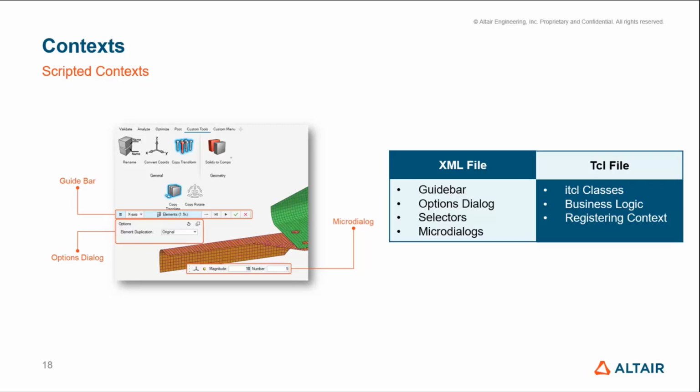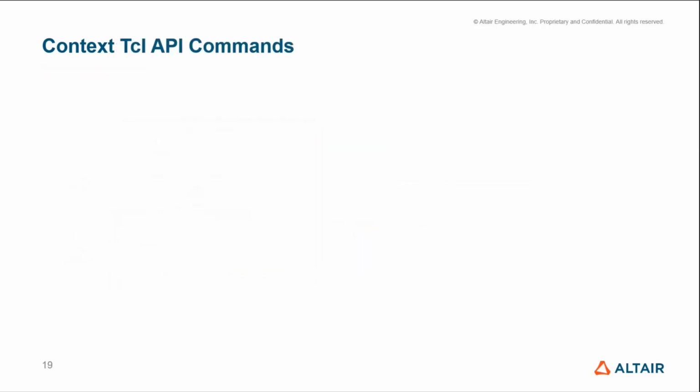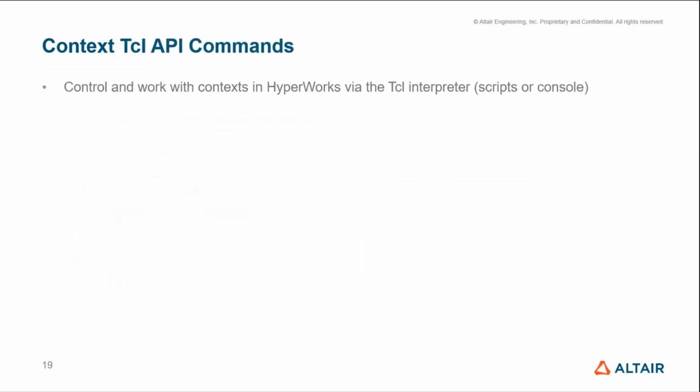So that's your custom script that you're exposing to the user through the context. And it also provides that registration mechanism to link the GUI with that business logic. And this TCL file is, for example, the place where those context API commands actually live. So, more in detail on them.